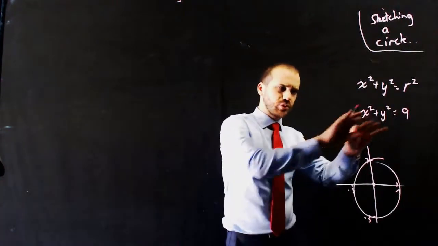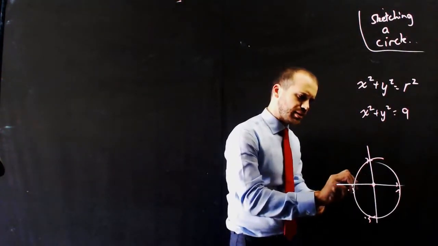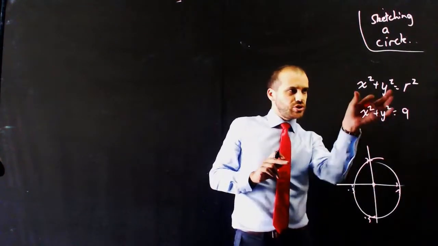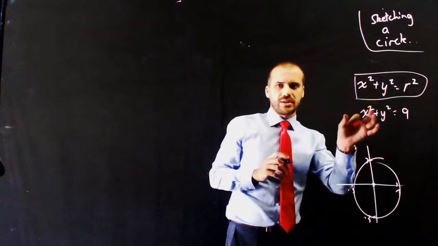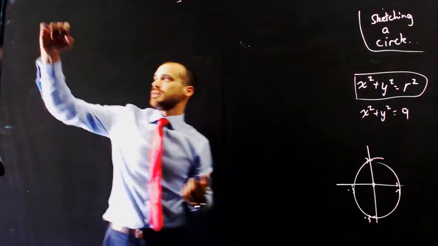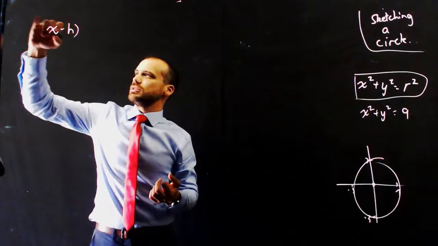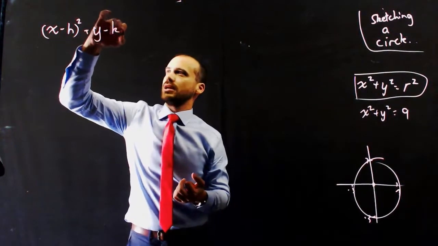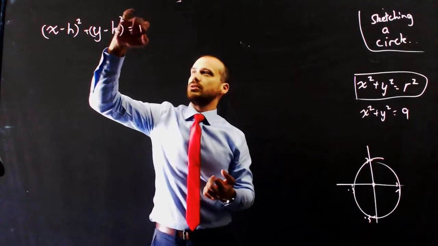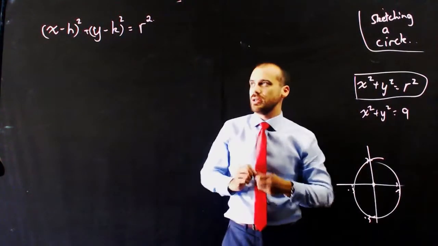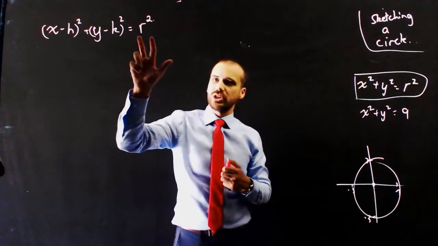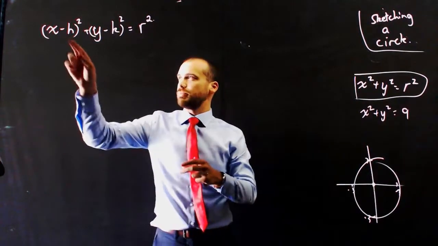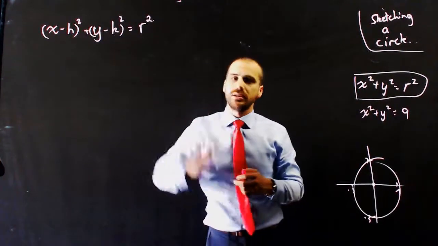But I'm sort of constrained here because the center is stuck at the origin. I'm going to have to change my basic equation to something a little more useful, a little more robust. This is my new basic equation: x minus h squared plus y minus k squared equals r squared. This is really useful because not only can I change the radius by changing my r value, but I can also change the center point by changing my h and my k value.